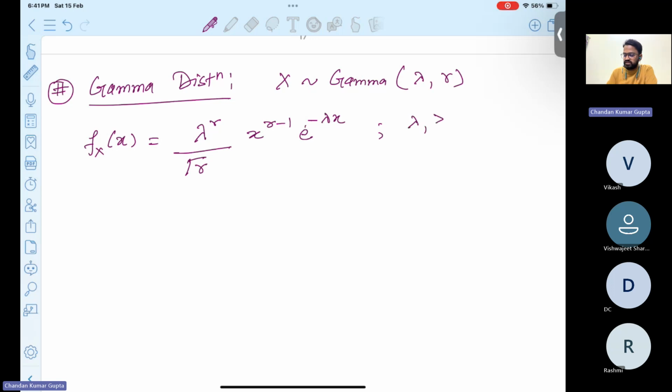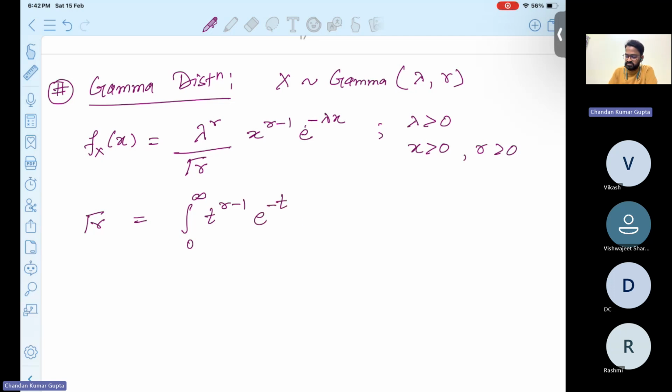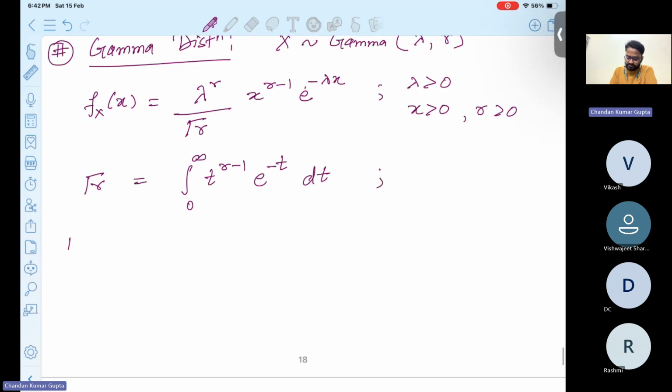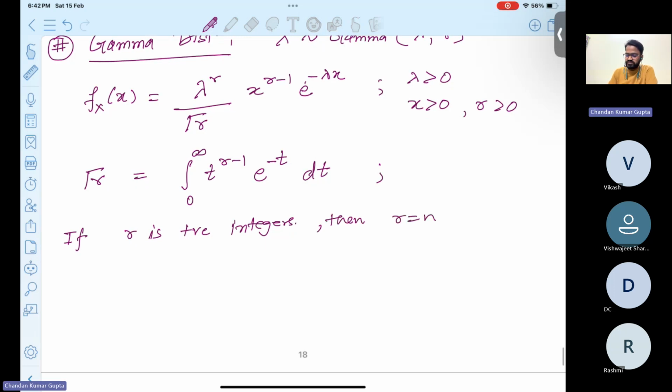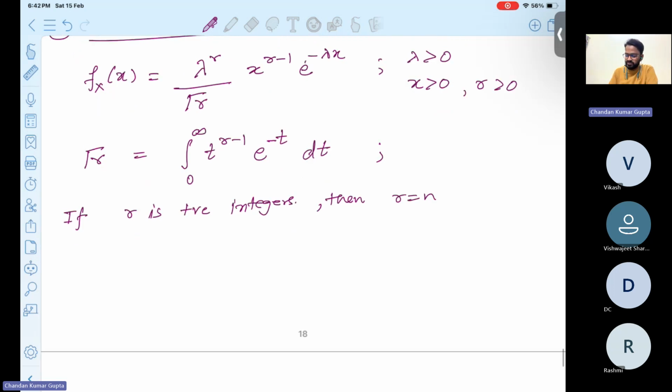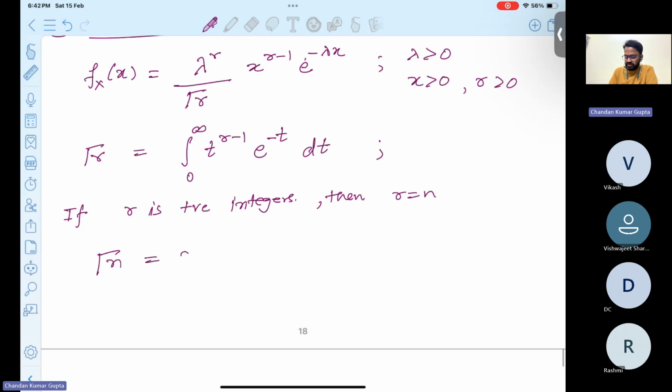Here lambda is strictly greater than 0, X is also greater than 0, from 0 to infinity, and R as well. All the quantities, lambda, X and R, are strictly greater than 0. Okay. Here gamma R, if you know, is the gamma function, which is defined as the integral from 0 to infinity of t to the power R minus 1 e to the power minus t dt. And if R is a positive integer, suppose R equals n, we prefer n to be used for integers, then gamma n is nothing but (n minus 1) factorial.